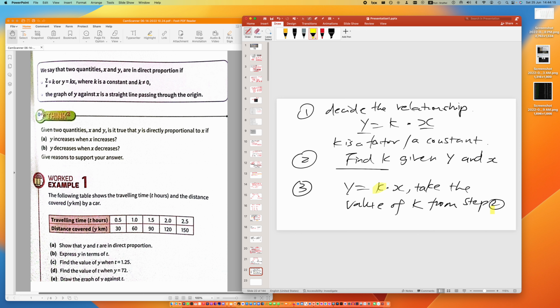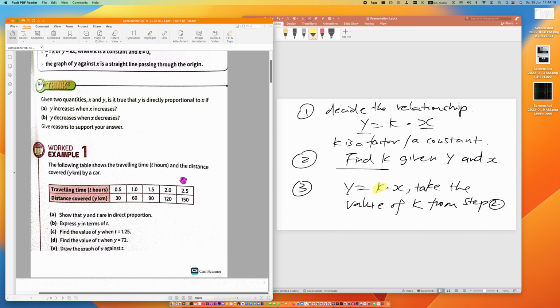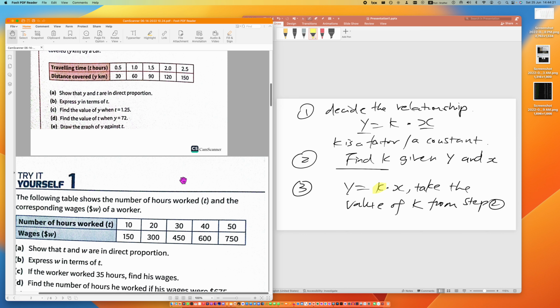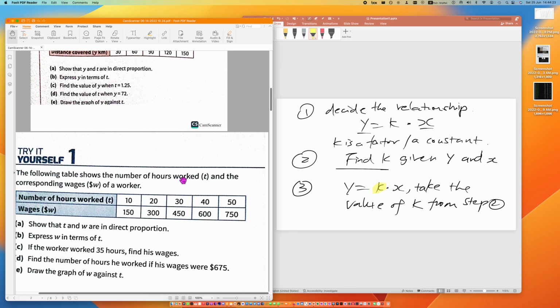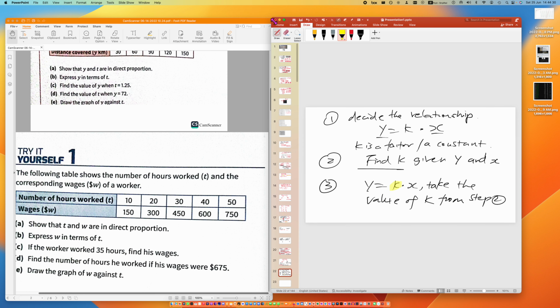So now we look at another example. Can you try this out with this summary here on a piece of paper? Answer A, B, C, D, E. Quick, don't waste time.